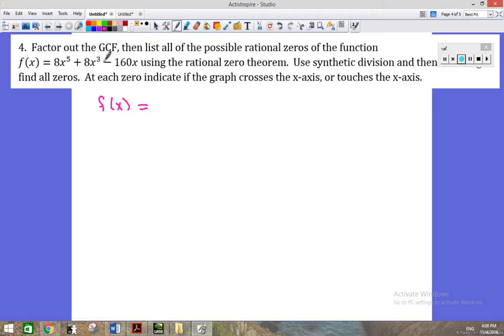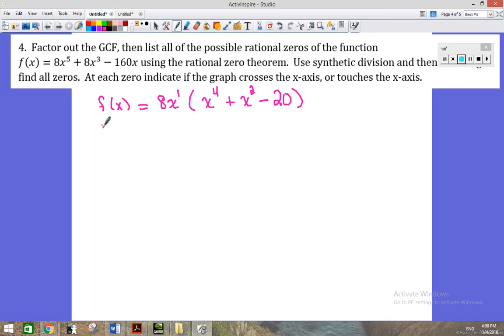So 8 divides all of these numbers, and x is common to all of these. So I'm going to factor out an 8x. What I would have left would be x to the fourth power, x squared, minus 20. All right.